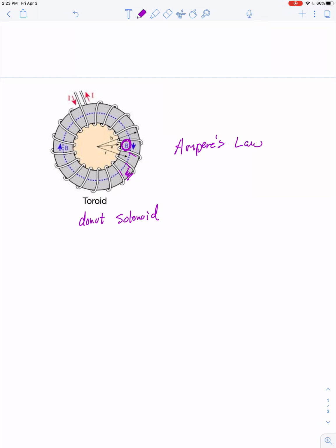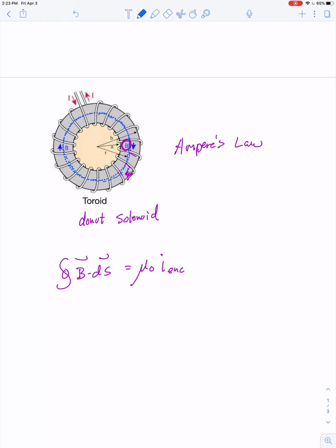So let's state Ampere's law. The integral of B dot ds is equal to mu naught times the amount of current enclosed by your Amperian loop. In this case, an Amperian loop is already shown. We're going to choose an Amperian loop in the form of a circle concentric with the toroid.